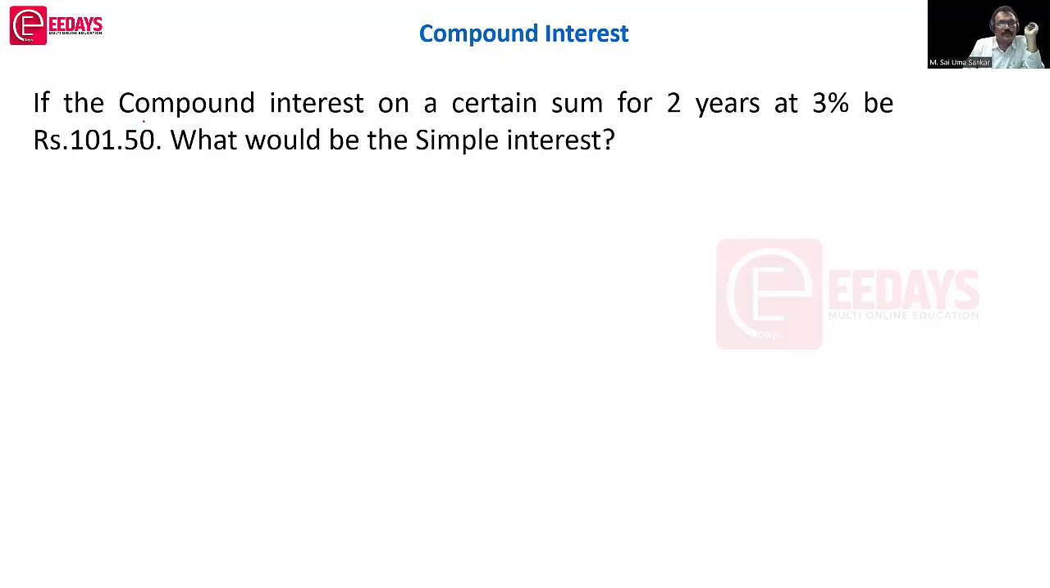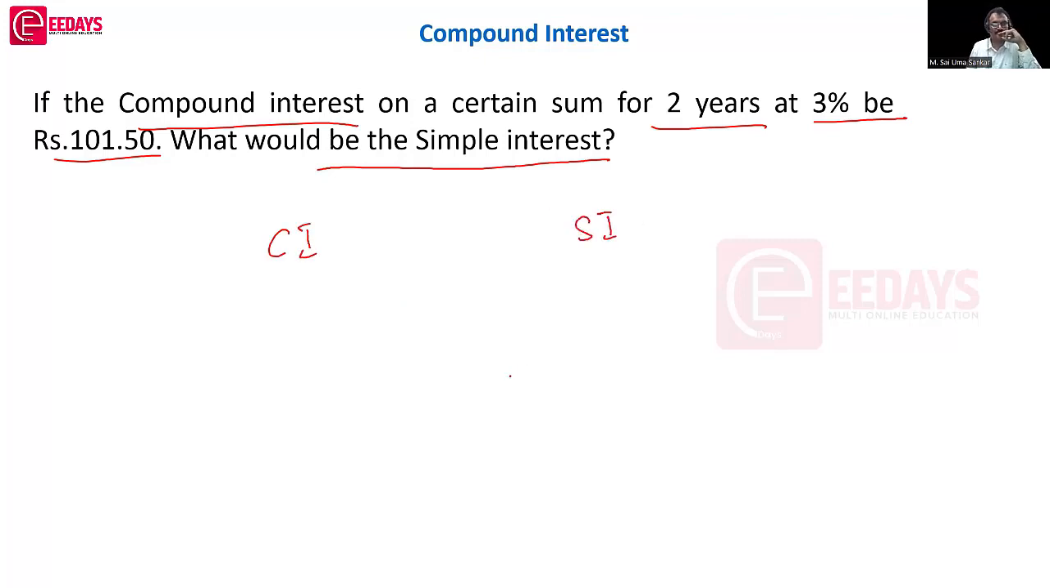Now, if the compound interest on a certain sum for 2 years is 101.50, what would be the simple interest? Look here, they are asking: if the compound interest for 2 years is 101.50, what is the simple interest? Okay, apply logic here. This is the compound interest and this is the simple interest. Here 3%, here 101.50.